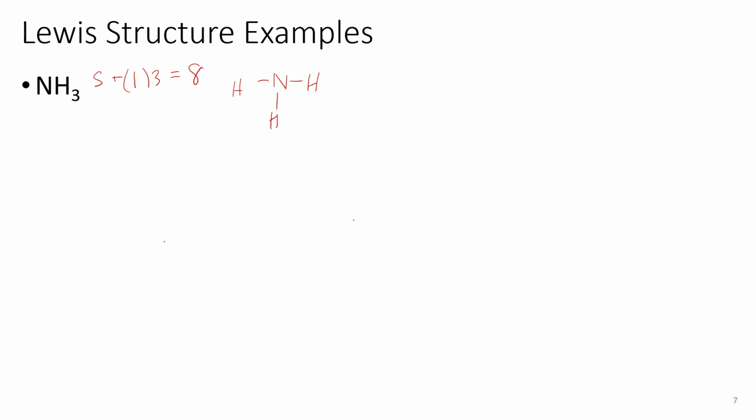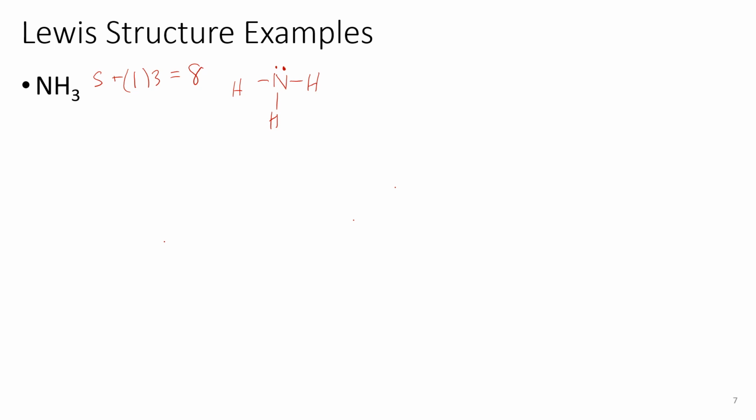So remember, hydrogens are never going to follow the octet rule. They only have the 1s subshell, so they're never going to have lone pairs around them. So hydrogen is already satisfied. So I'm going to go in, and my nitrogen needs 2 more electrons in order to have an octet around it. So now I'm going to count up all of my electrons.